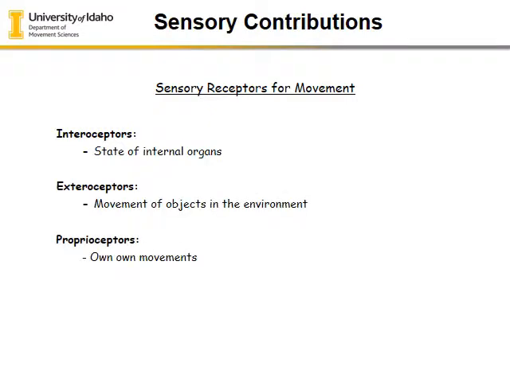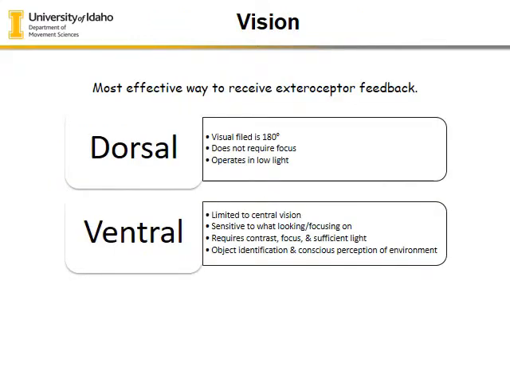And you have your interoceptors, which is the state of your internal organs, exteroceptors, which is the movement of objects in the environment. And then one of the things we rely on a lot is proprioceptors, and these are things that are focused on our own movements. And through this process, the proprioceptors give us feedback on how our body parts are doing in time. And two of the major ones for that are GTOs and muscle spindles for our proprioceptors.